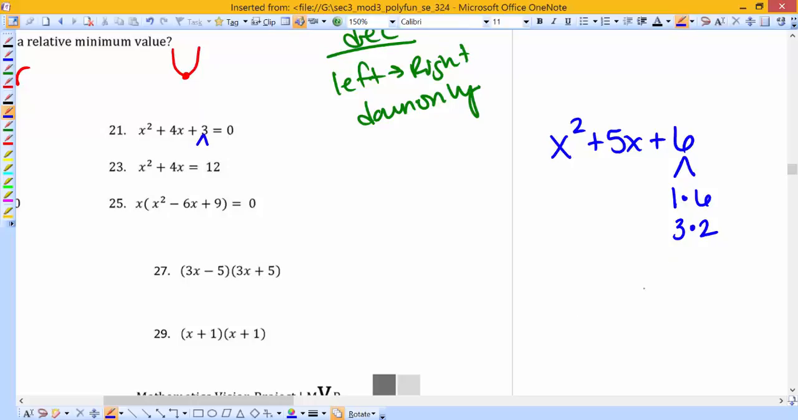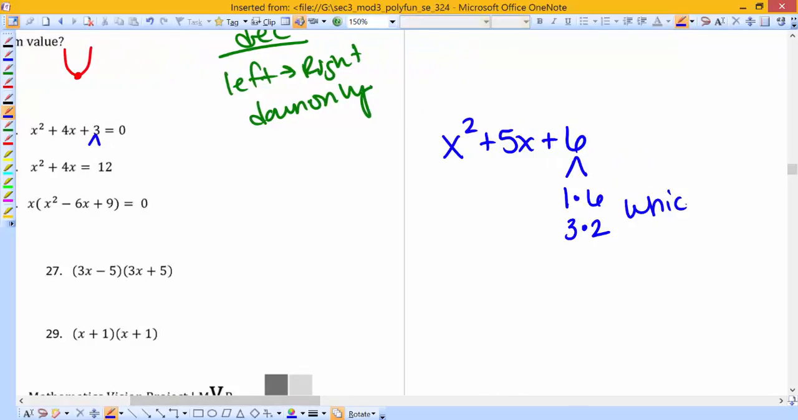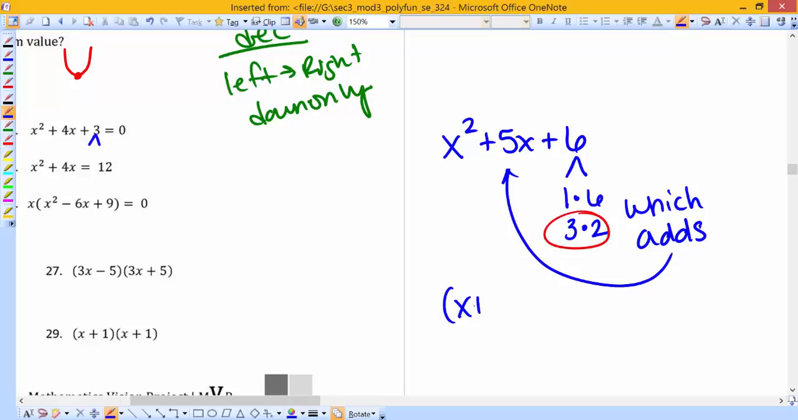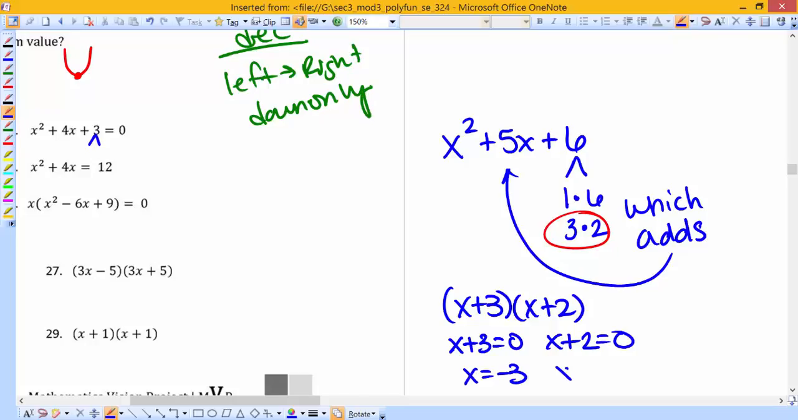I am looking for which of these adds to the 5, the b. And the only one that adds to 5 is 3 and 2. So this would be x plus 3, x plus 2. There's my factors. Now to solve, I set each factor equal to 0. So x is going to equal -3 and x will equal -2. I really do expect you guys to understand that we're just changing the signs. So all you have to do is go from here to here and you should be fine.